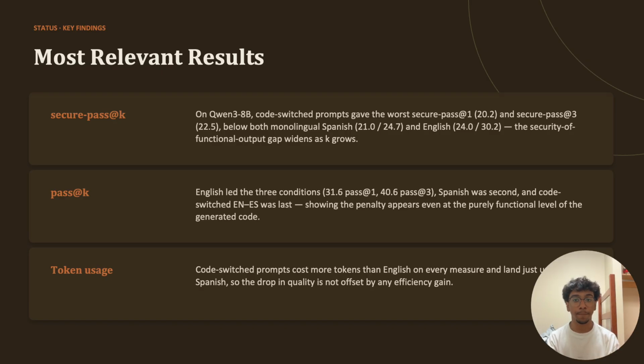Second, on pass at k, English led on pure functionality, Spanish was second, and code switch was last again. So the penalty shows up even before we look at security. Third, we can talk about the token usage. Code switch prompts cost more tokens than English across the board and sit right under Spanish. Put it together, and that's the key message: mixing gives you less secure code, less functional code, and you pay more than if you were just doing monolingual English. So there's no efficiency gain to offset the quality drop.